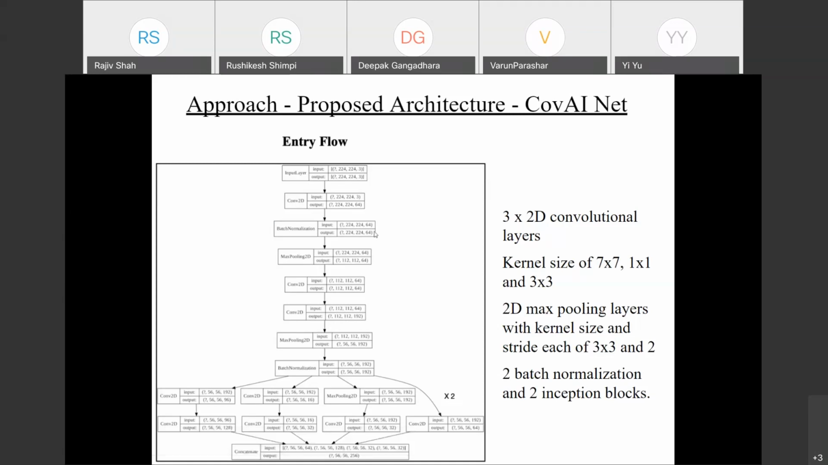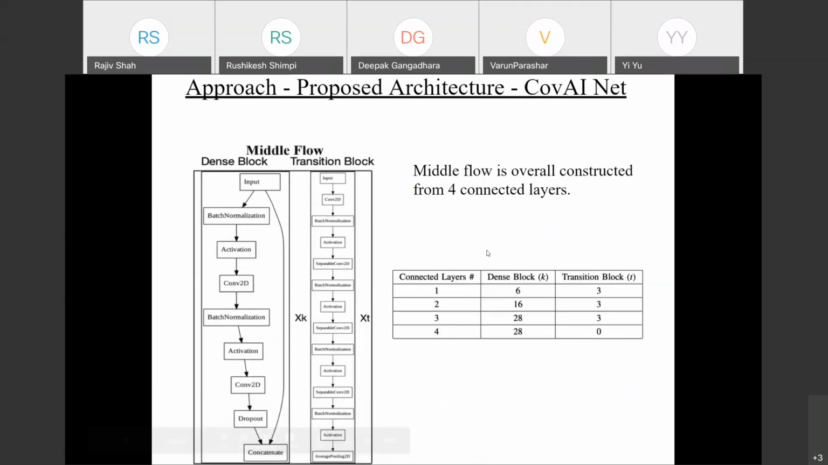The next part of the architecture, that is the middle flow, consists of two connected blocks, as you can see, the dense block and the transition blocks. The number of connected layers in the middle flow are given in the table. The middle flow usually consists of 4 connected layers.